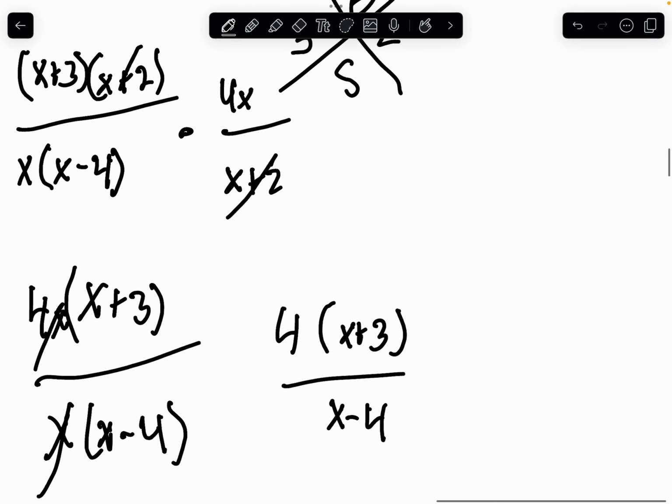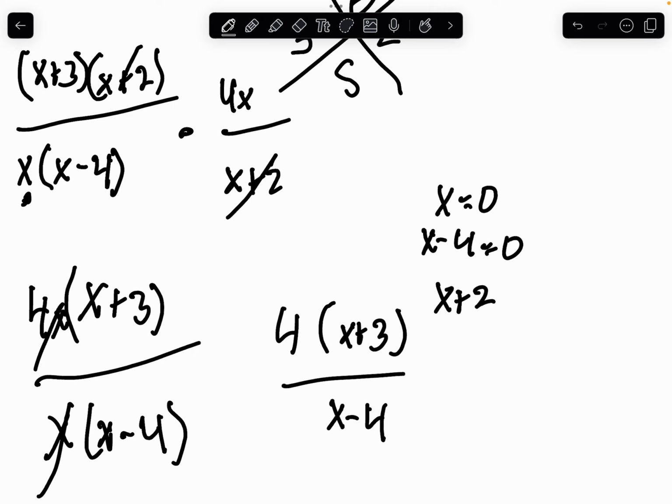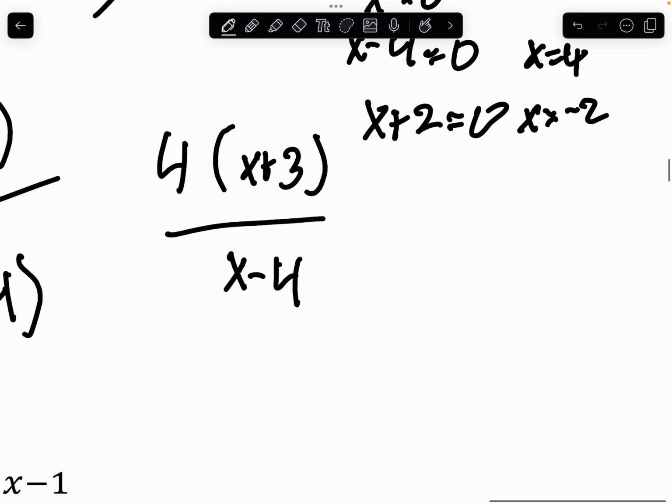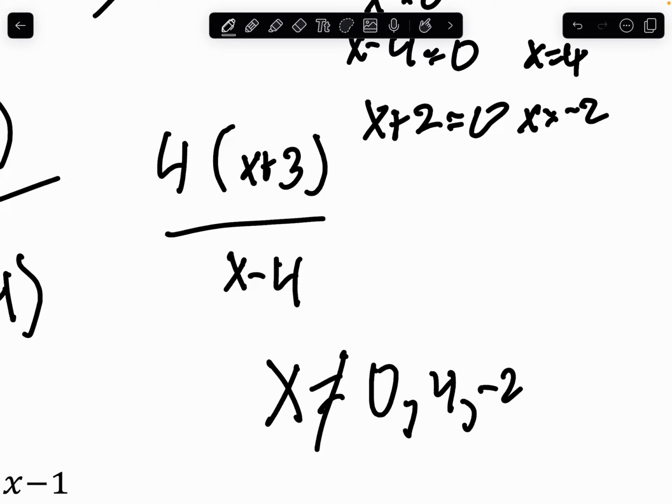So we set the bottom to 0. X equals 0 for this one. X minus 4 equals 0. And x plus 2 equals 0. So x equals 4. And x equals negative 2. So what x cannot equal is going to be x cannot equal 0, 4, negative 2.